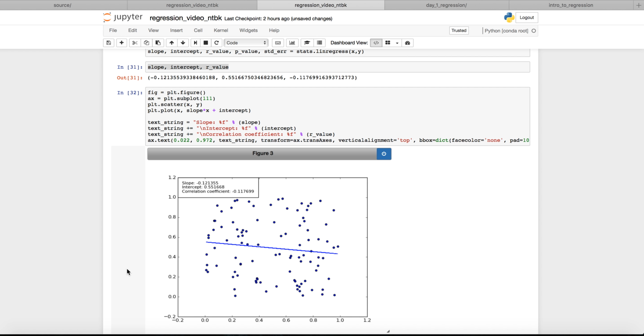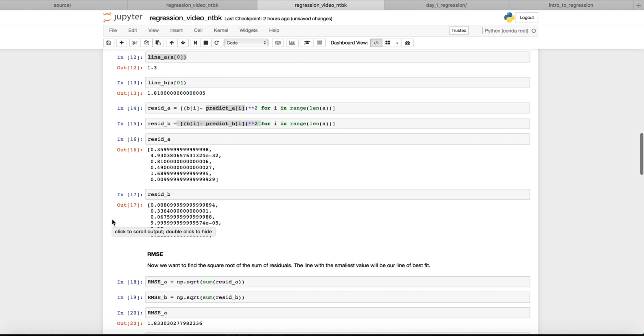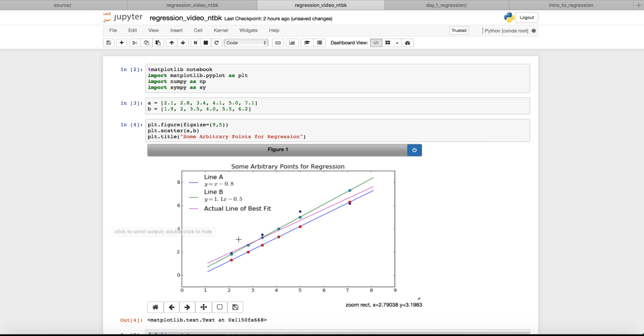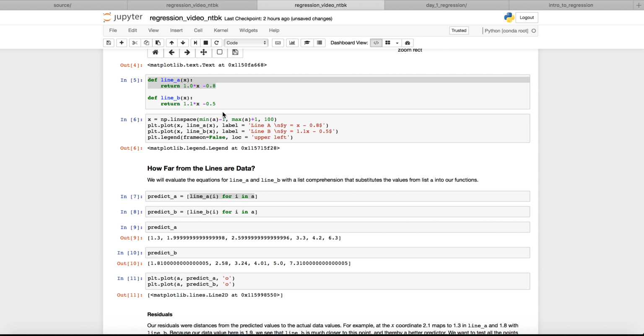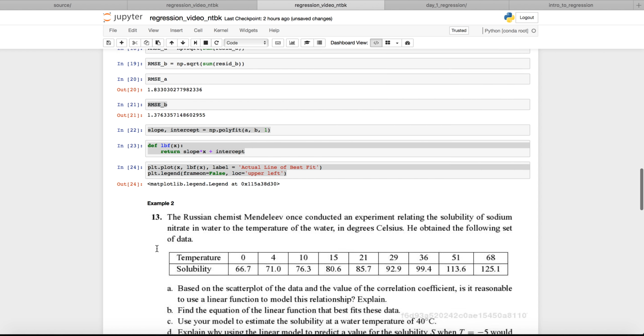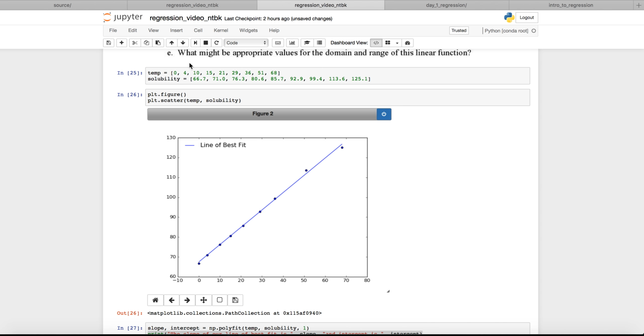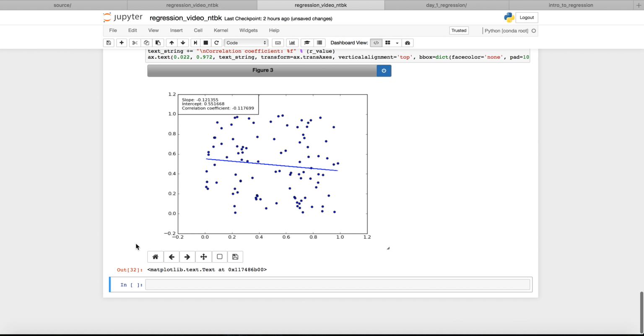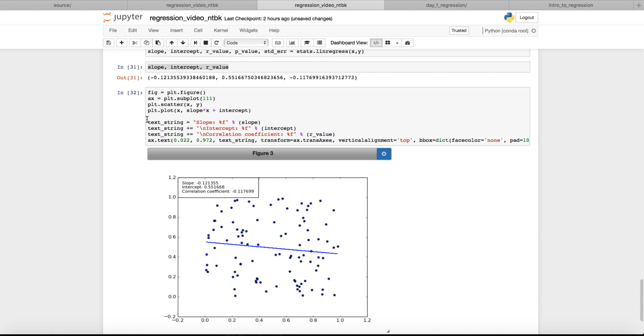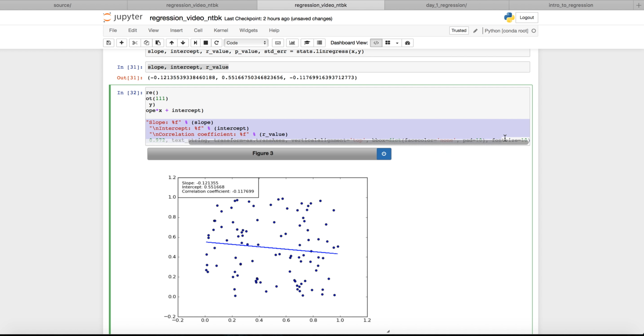This is where our understanding should be to this point. You should be able to generate a plot, find the line of best fit using either np.polyfit or stats.linregress. I would recommend stats.linregress. And it would be nice if you were able to include that information in a plot like I've done here by adding text strings. You can just copy and paste this and change whatever you'd like to change about it. Yeah, so linear regression.